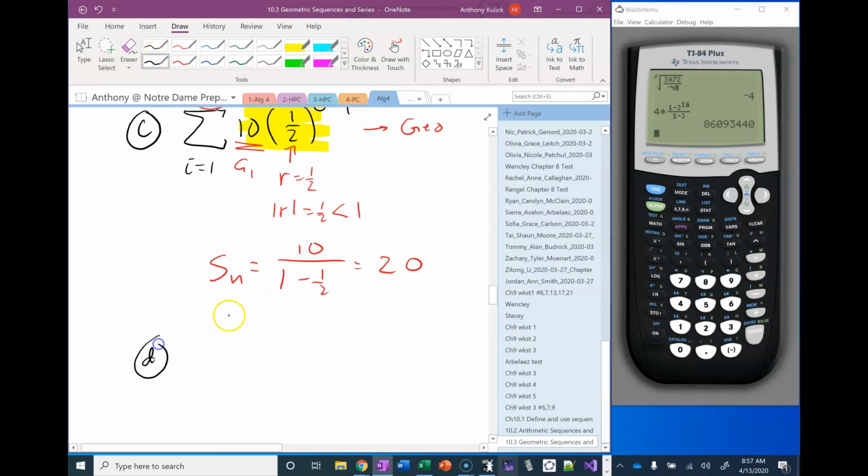What if we give you this sequence, or this sum?